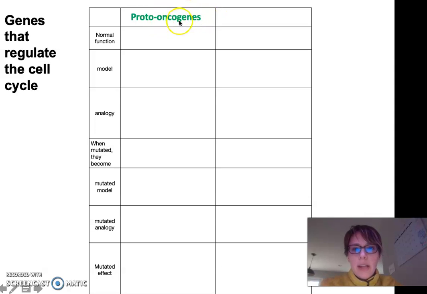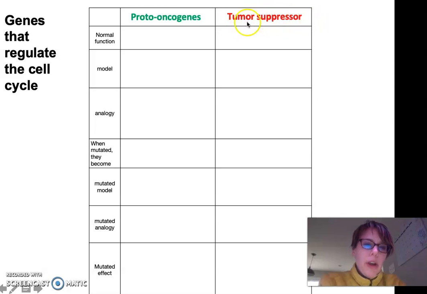Okay, so we have two classes of genes that regulate the cell cycle, proto-oncogenes as well as tumor suppressor genes. I wrote this one in green because proto-oncogenes tell the cell to go through the cell cycle and promote cell division. I put tumor suppressors in red because they stop cell division, they prevent cell division.